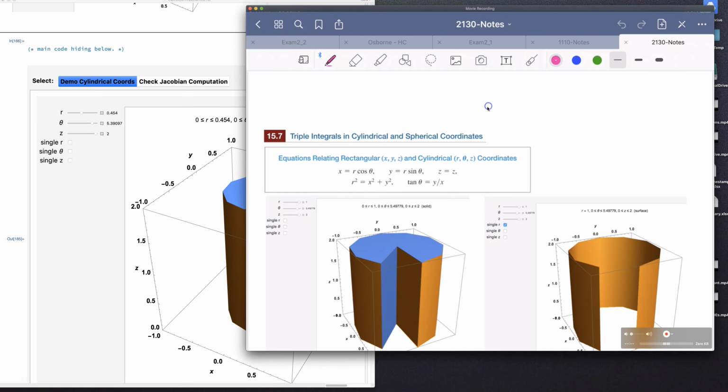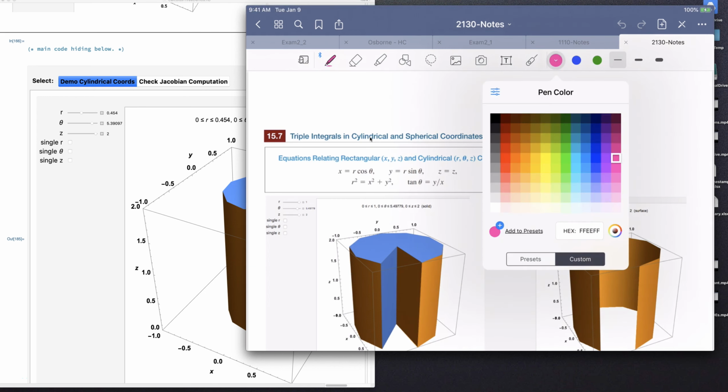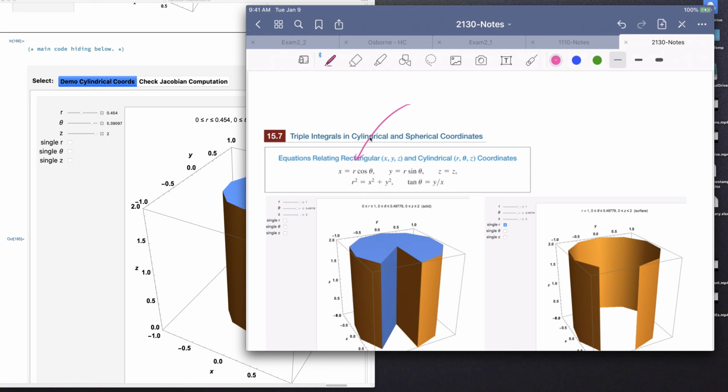In this video, we look at a new coordinate system called cylindrical coordinates. We can see the formulas here. Cylindrical coordinates are very similar to polar coordinates.